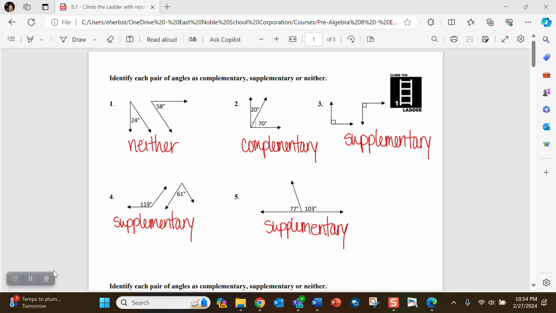Number 3, these angles are supplementary. They're both right angles, which means they measure 90 degrees. 90 plus 90 is 180. Number 4, 119 plus 61 is also 180, so we get supplementary. And the same with number 5, 77 plus 103 is 180, so those angles are also supplementary.